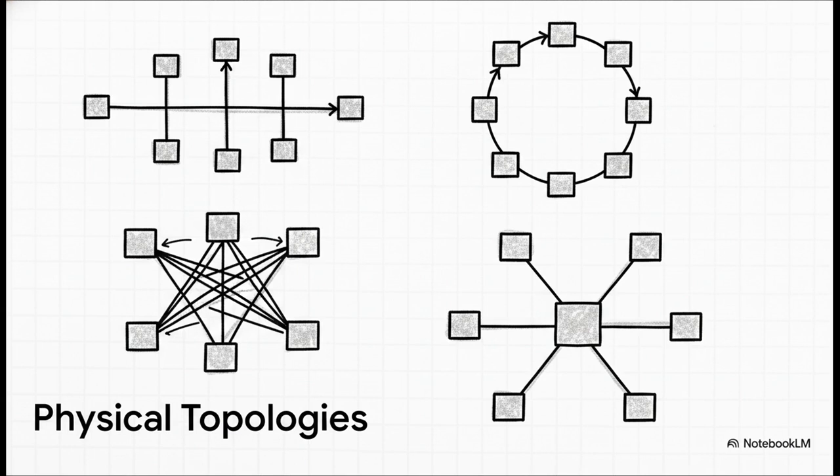But the undisputed king of local networks today is the star topology. This uses a central device, usually a switch, with individual cables radiating out to each computer, like a star. The massive advantage here: if one cable breaks, only that specific computer goes dark. The rest of the network keeps humming along perfectly.